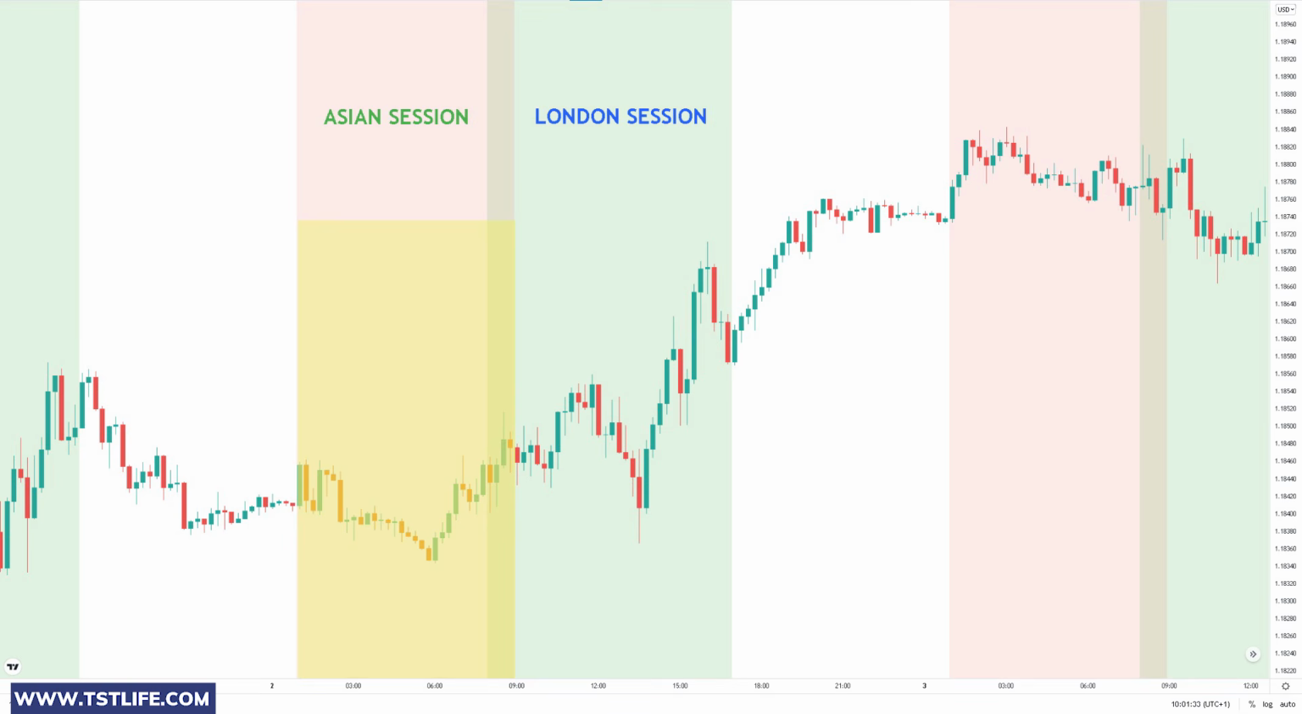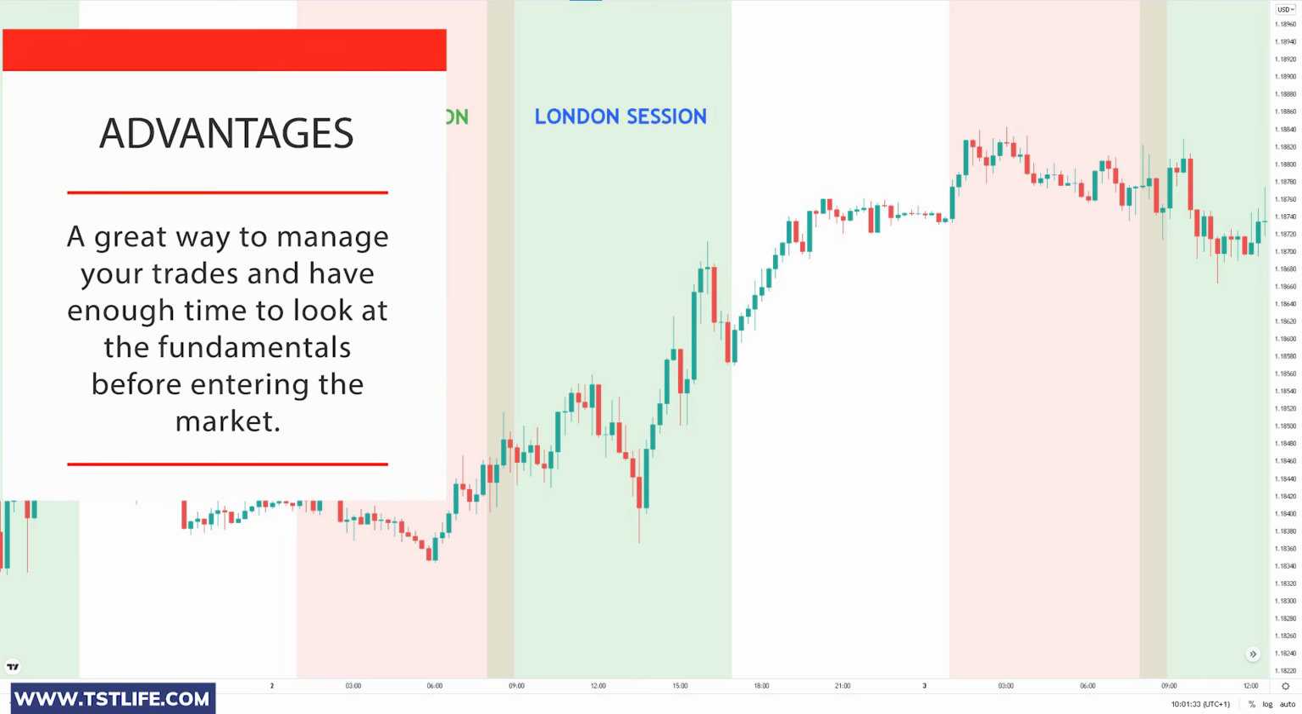The most basic form of establishing the Asian market range is to use the high and low of the previous trading session. This method takes into consideration the whole price action since the start of the new trading day. The advantage that comes with this approach is that it will help you better manage your trade and you can have enough time to look at the fundamentals before entering the market. Well, let's look at this example.